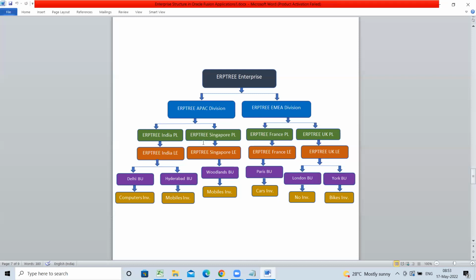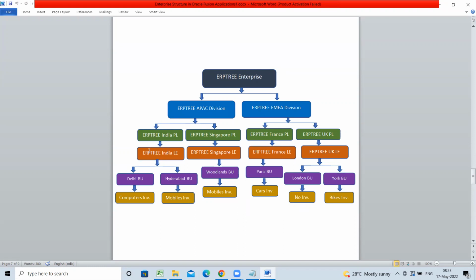For every country, we have a separate primary ledger: ERPTREE India primary ledger, ERPTREE Singapore, France. For every country, they have a separate primary ledger. It is mandatory, because by default the currency is different. And for every country, if you want to do business, minimum one registration is required. Accordingly, I took the example of India legal entity, Singapore legal entity, France legal entity, UK legal entity.